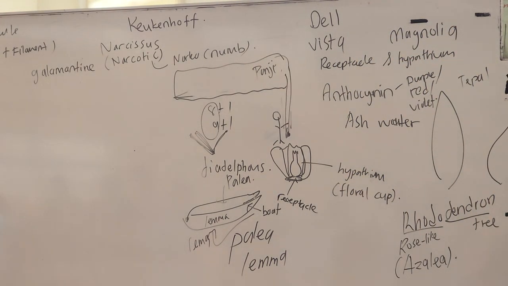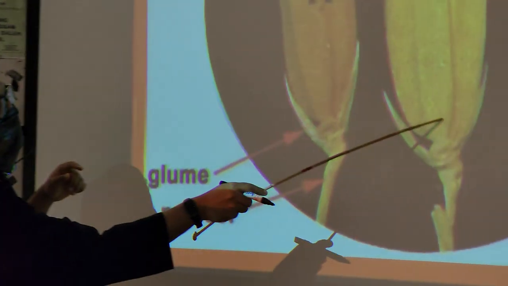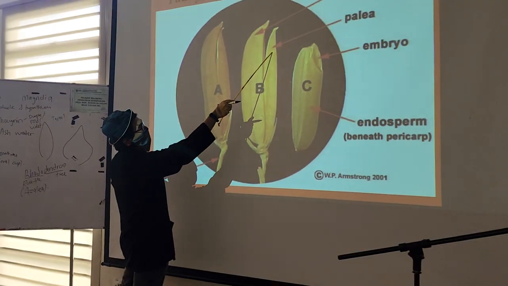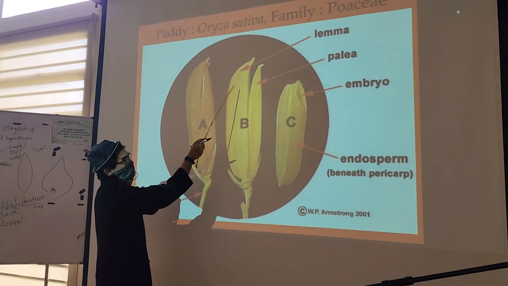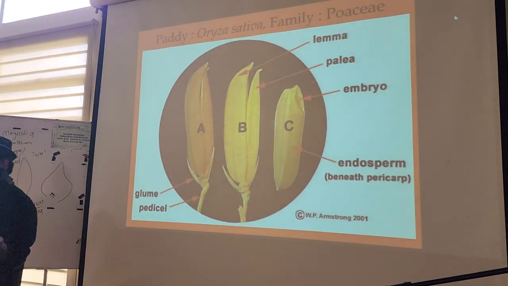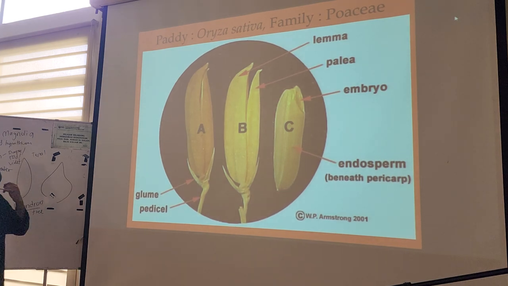See? The one at the bottom looks like a boat, right? And this is the lid. See, lemma like a boat. Boat goes to save orang lemas. Alright, go on.